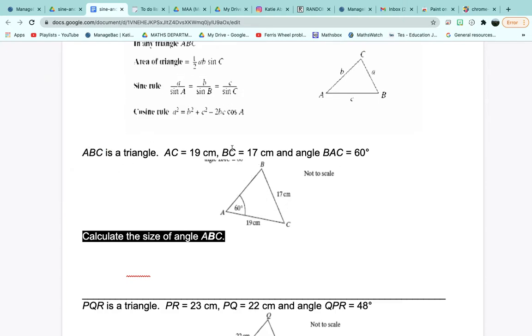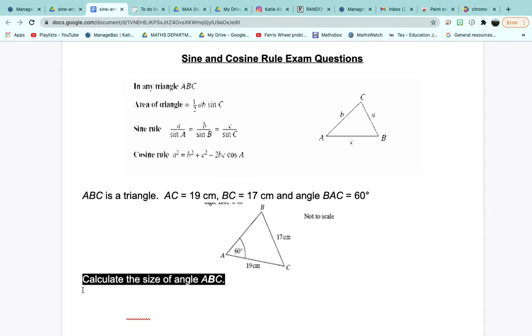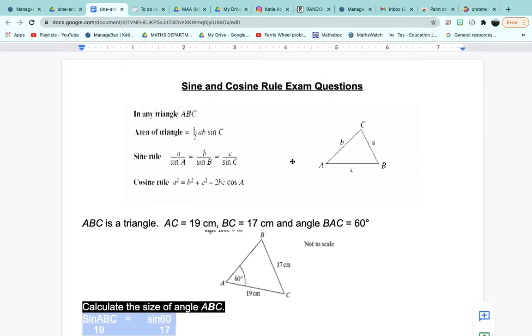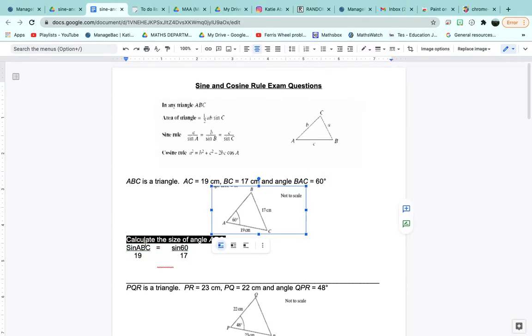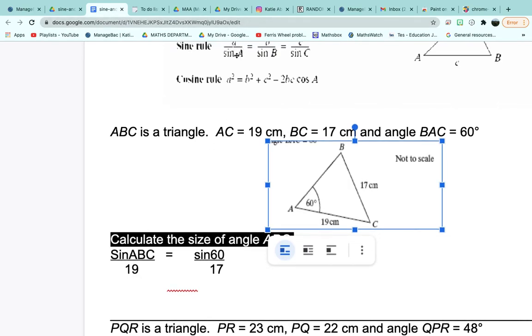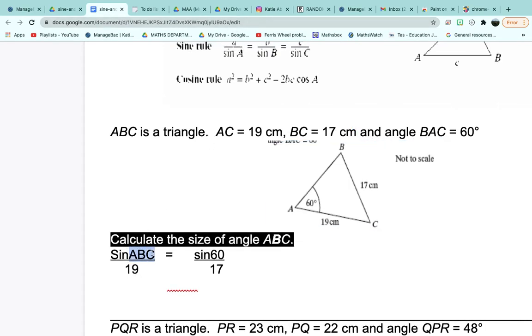So the way we flip it round is as follows. We're going to take the equation, and instead of putting the small sides on top, we are going to be putting the angles on top. So we put sine of one of the angles, which we're going to call ABC, divided by the length of the side opposite ABC. So the length of the side opposite the angle at B is 19. Then sine of the angle at another vertex of the triangle is going to be sine of 60, and then the length of the side opposite this is going to be 17.